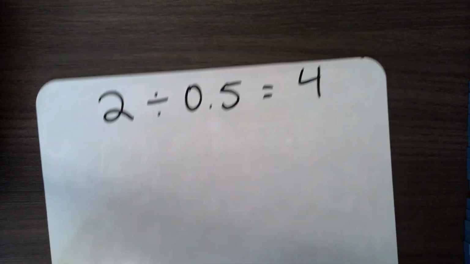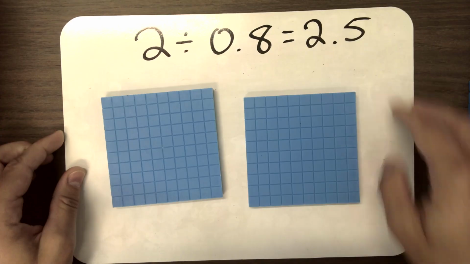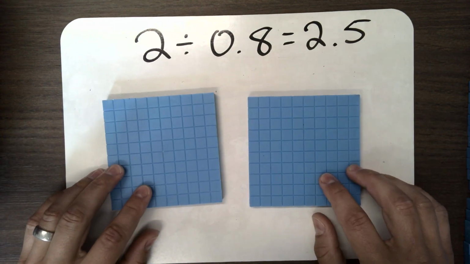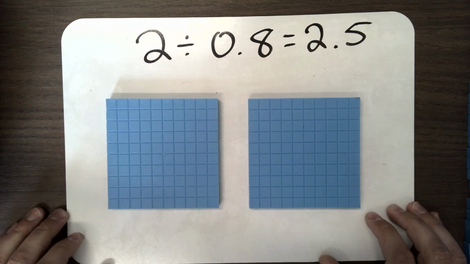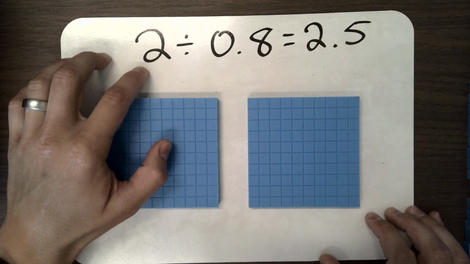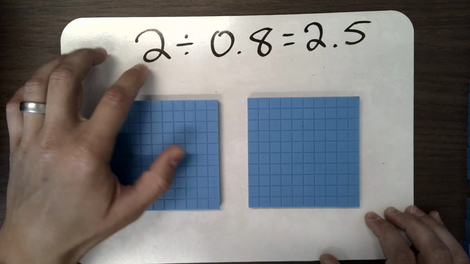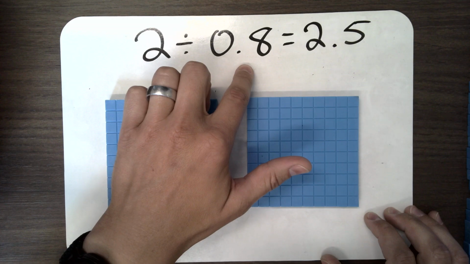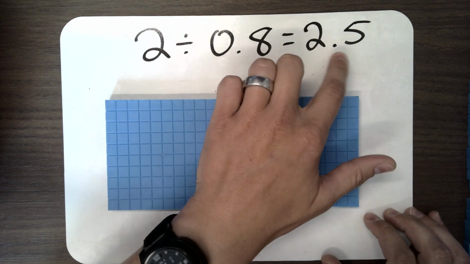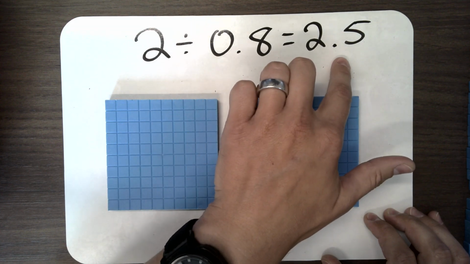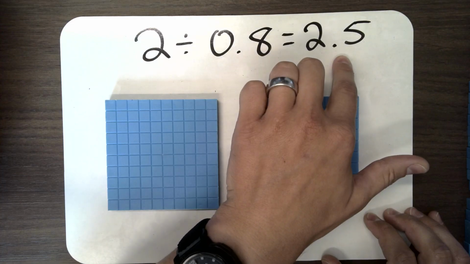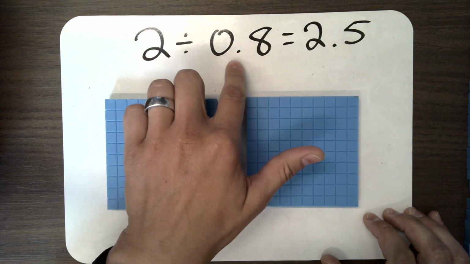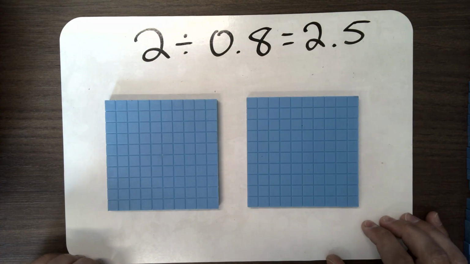Now we'll look at the example where we have a decimal in our quotient. We're going to start with 2 again, so that's our dividend or starting amount. We're going to divide this into groups with the size of 8/10 this time. And then we're going to show why this is 2.5 groups, or 2 5/10 of a group, that have a size of 8/10.